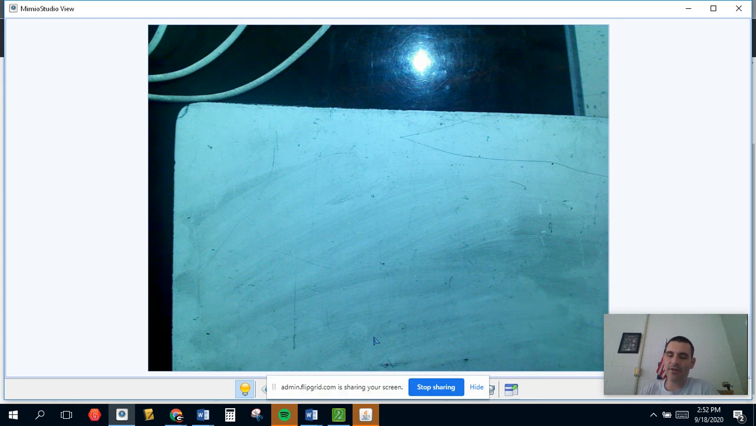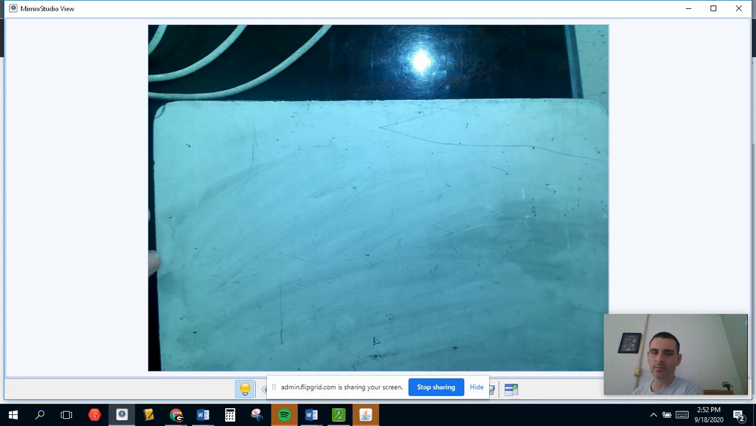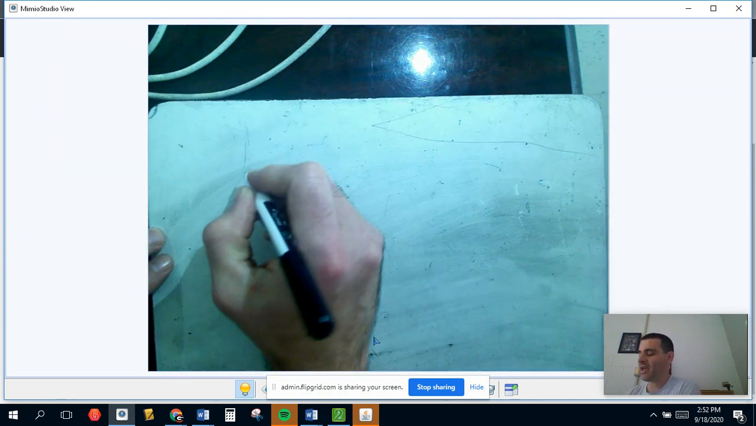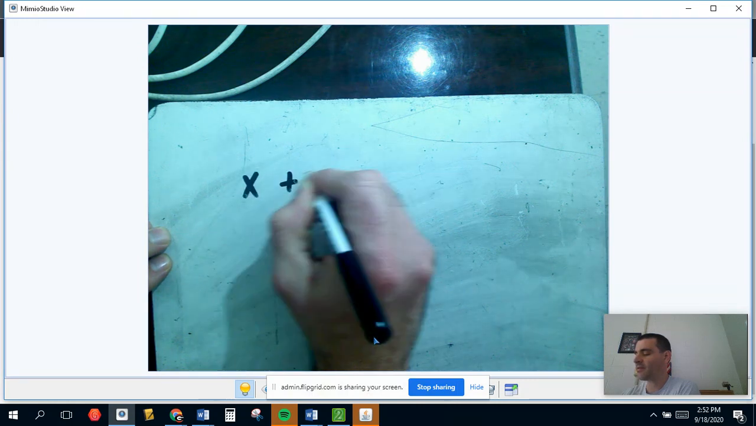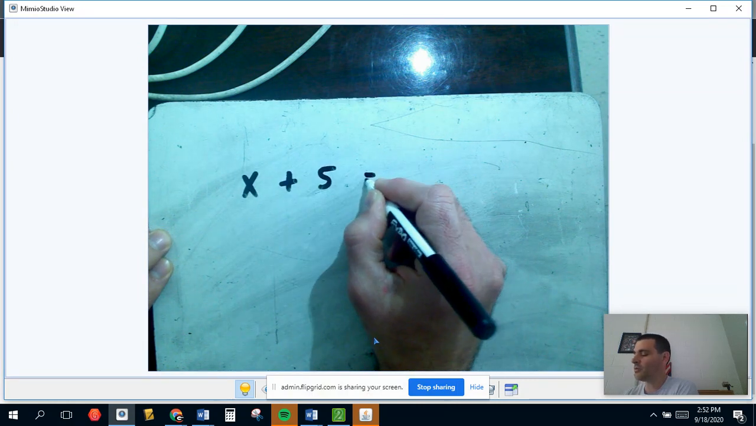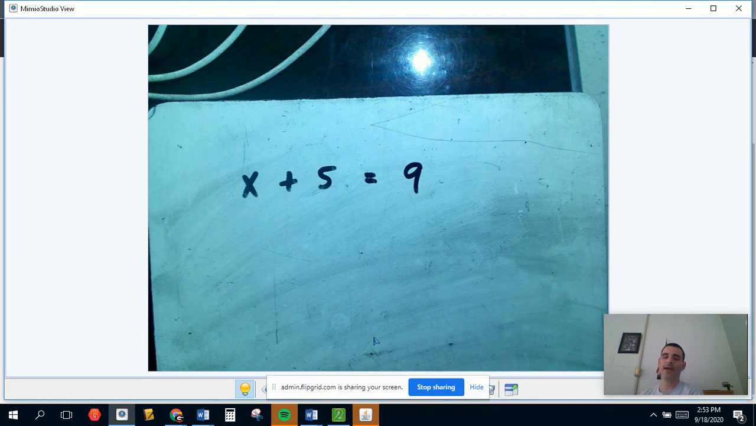Okay, solving equations. These are linear equations. Very important that we do this systematically. So, for example, we have x plus 5 is equal to 9. To solve means we need to find the value of x that makes that true. What plus 5 makes 9?